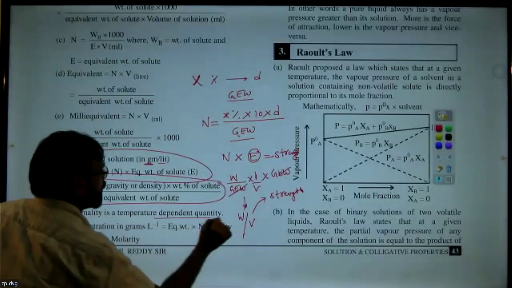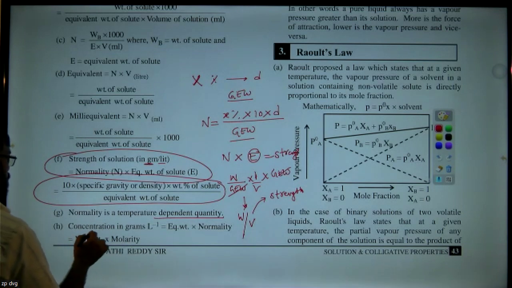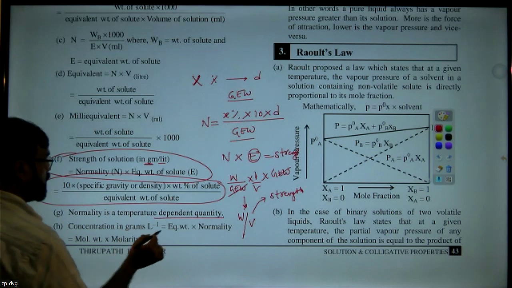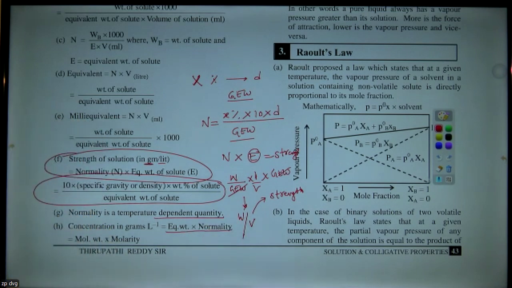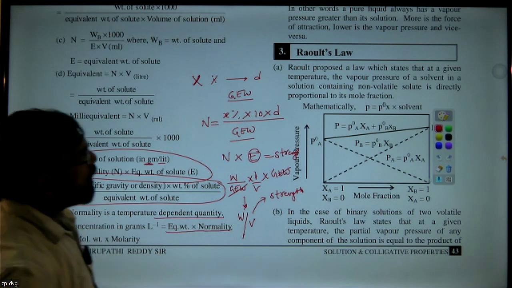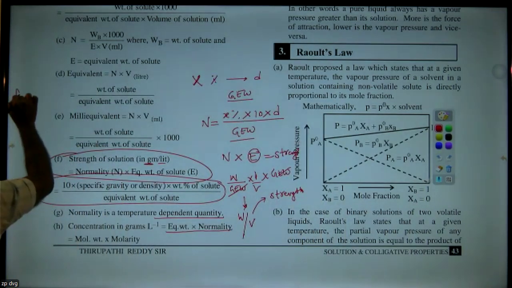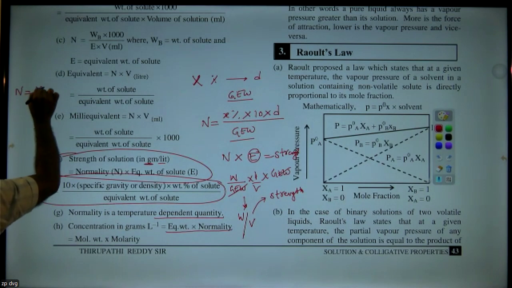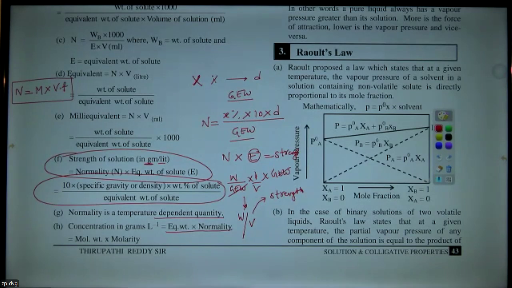Normality is a temperature dependent quantity; it depends on the temperature. To get the concentration in grams per liter, equivalent weight into normality we can use. And there is a relation between normality and molarity. What is that relation? Normality is equal to molarity into valency factor. It is the relation we are using to get the normality.